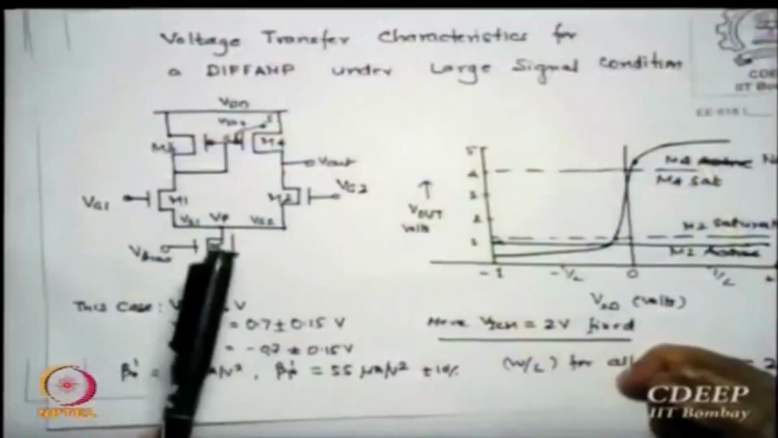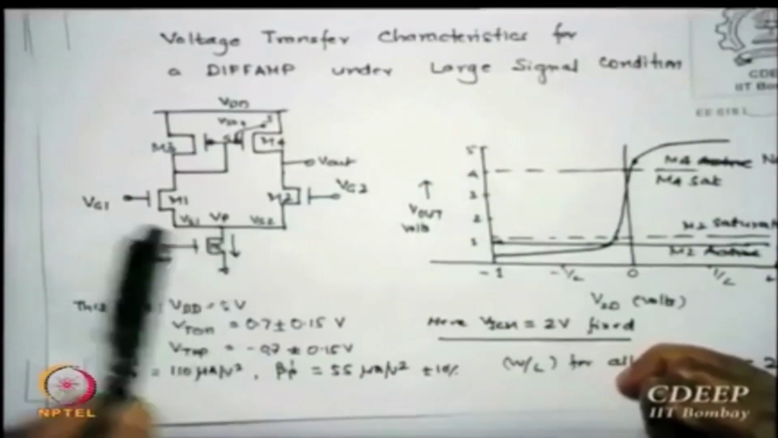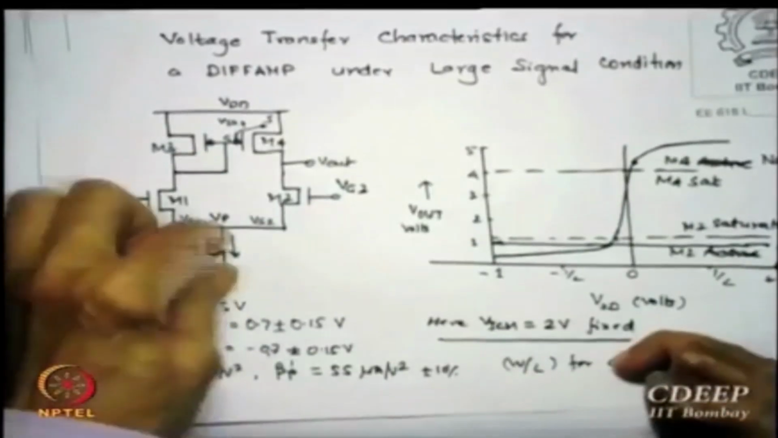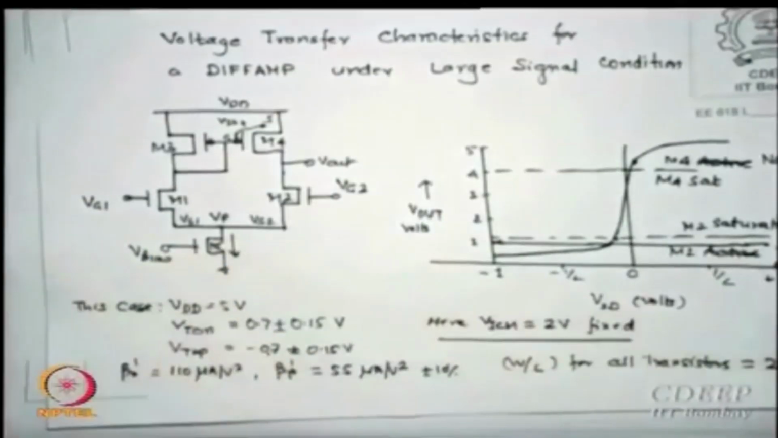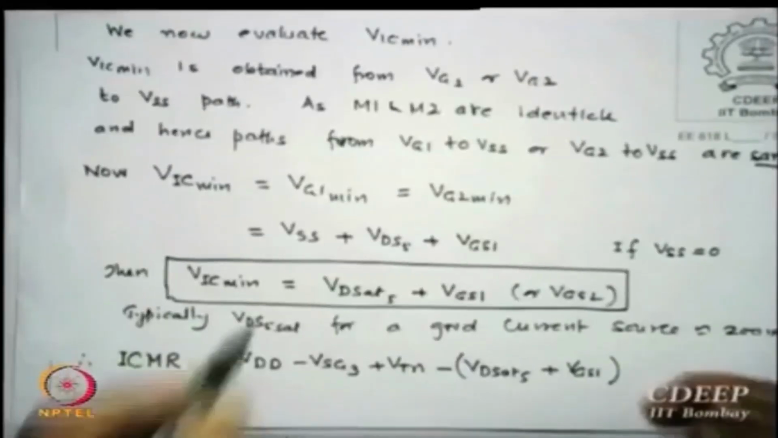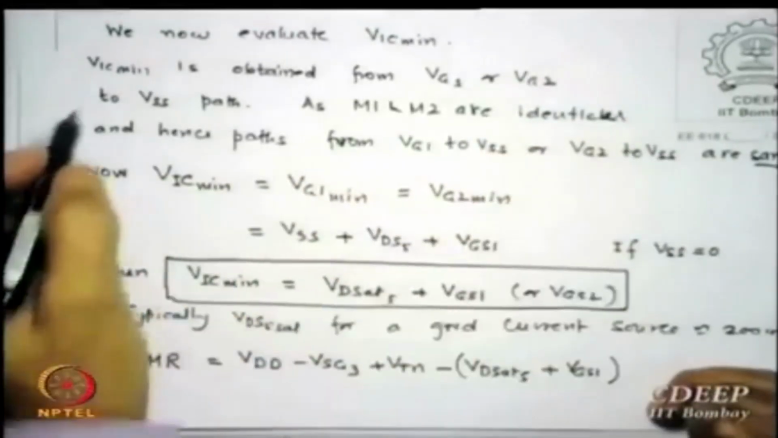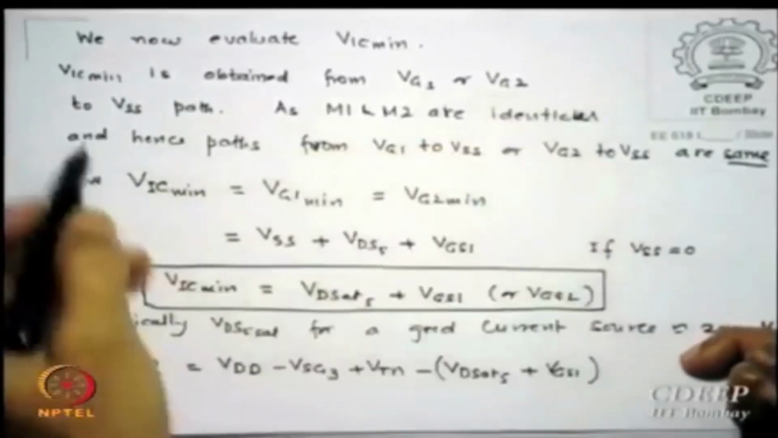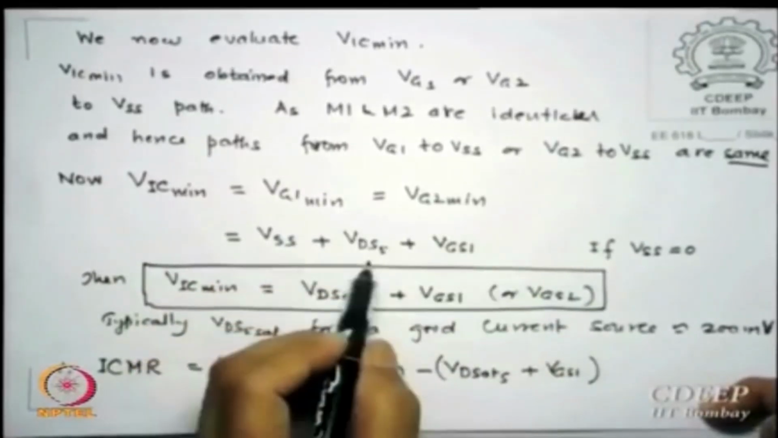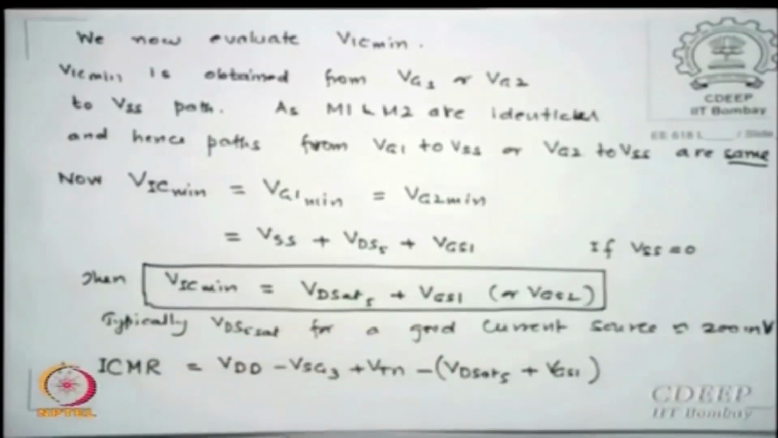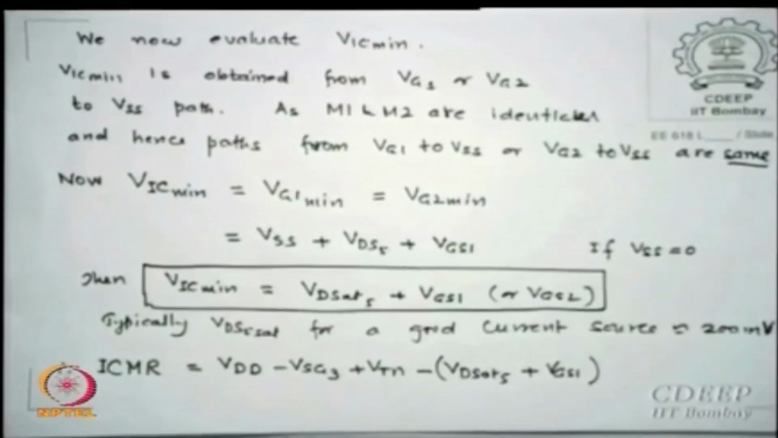So let us derive the VIC minimum part. What is the path of VIC minimum for either transistor? This drop, please look at it, from ground or VSS, this drop plus this, is that clear? This plus this plus this, so that is the only VIC available to you to reach VG1 or VG2. So VIC minimum is VG1 or VG2 minimum to VSS path, which is VSS plus VDS5 plus VGS1 or VGS2, because we are assuming VSS to be 0 anyway.